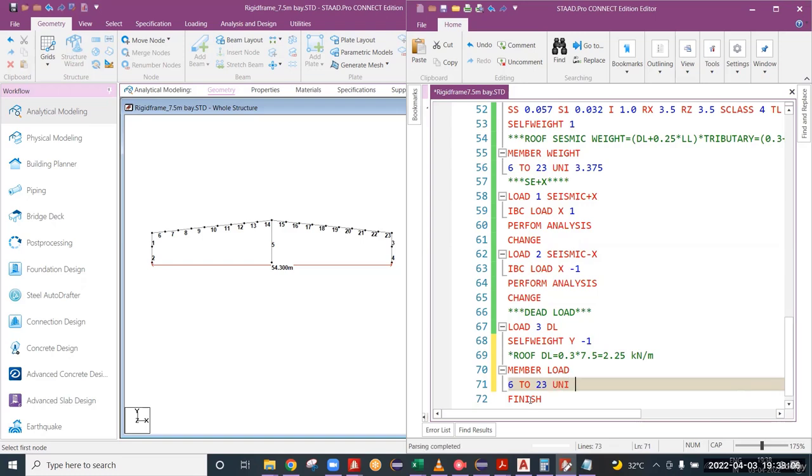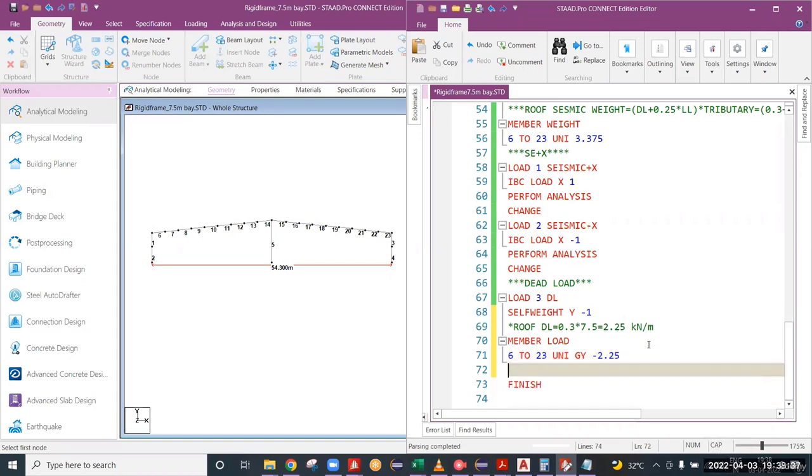In which direction will it act? Global Y. Negative symbol indicates downwards, positive symbol indicates upwards. Uniform load in global Y direction, negative indicates downwards. What is the magnitude of the loading here? 2.25. Is this calculation and load applying methodology clear, right? Yes, sir.